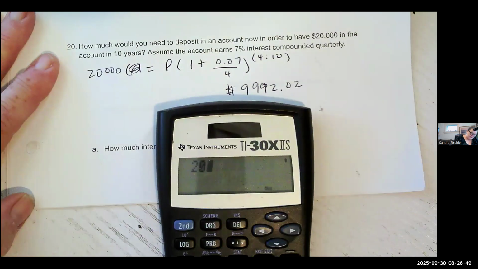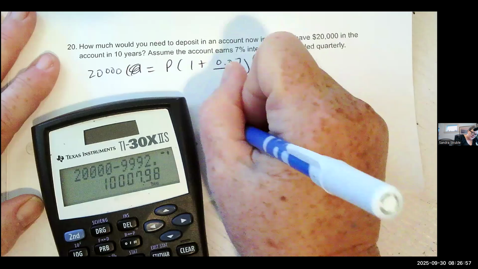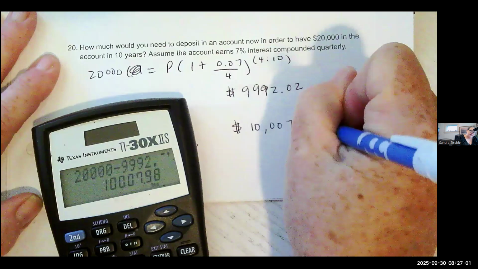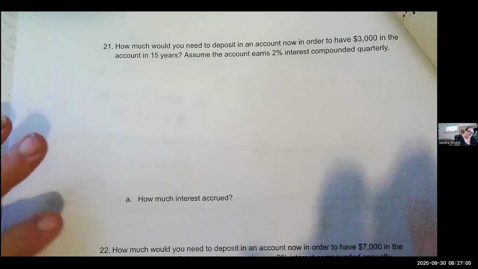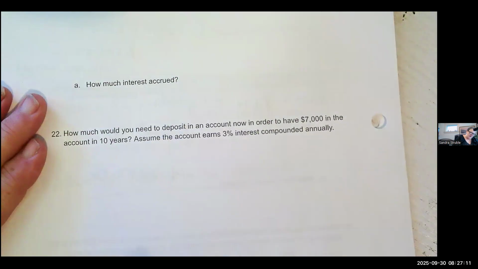So let's go 20,000 minus 9,992.02. So you earned $10,007.98 in interest. All right, I'm going to skip because I'm going to just continuously how much you need to deposit, same thing.